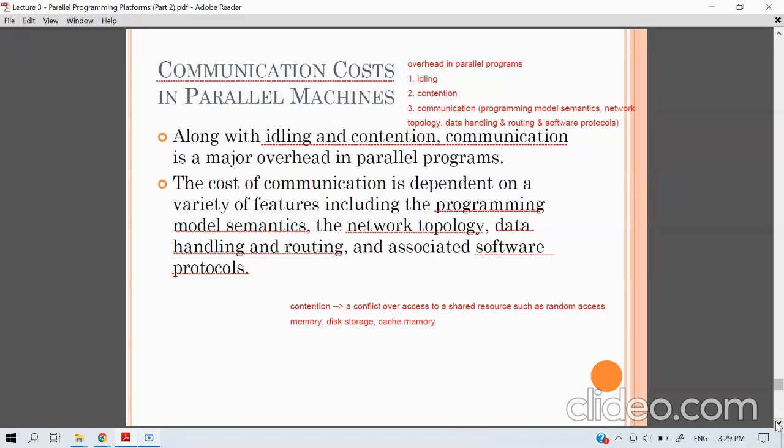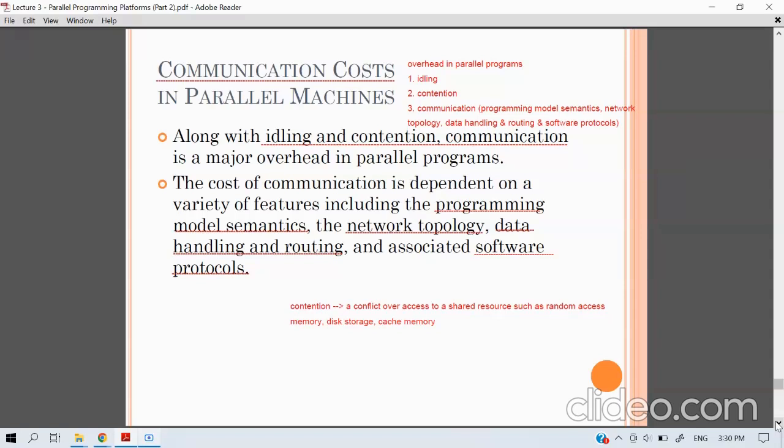Okay, so the last subtopic is communication cost in parallel machines. When the processor and memory pass data, they need to communicate with each other. So in communication there are costs or factors that influence the performance during parallel processing. Besides idling and contention limitations, communication is also a major overhead in a parallel program.